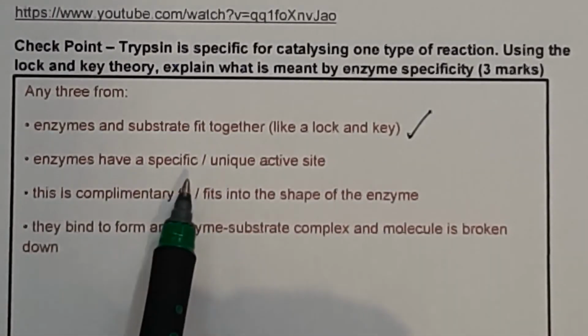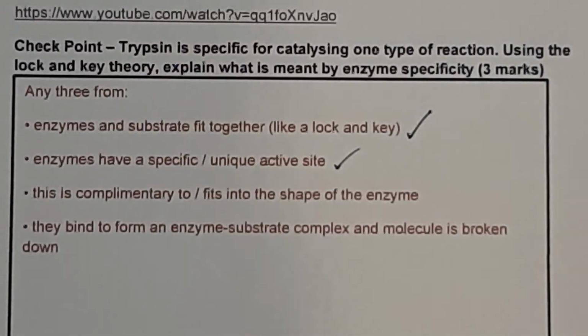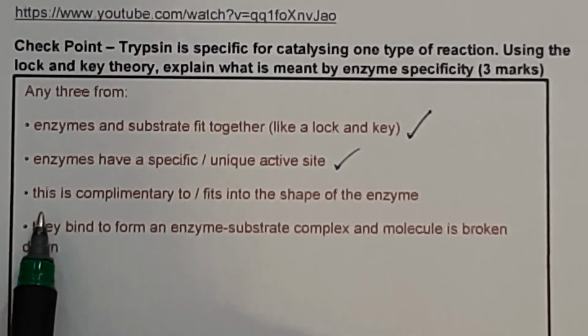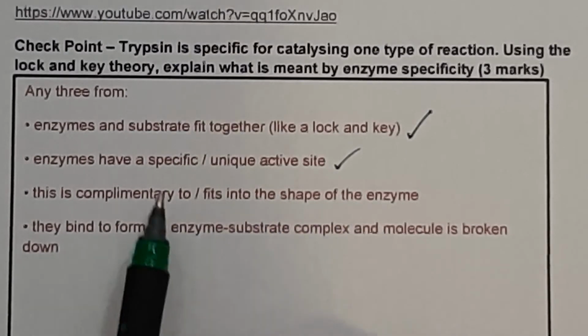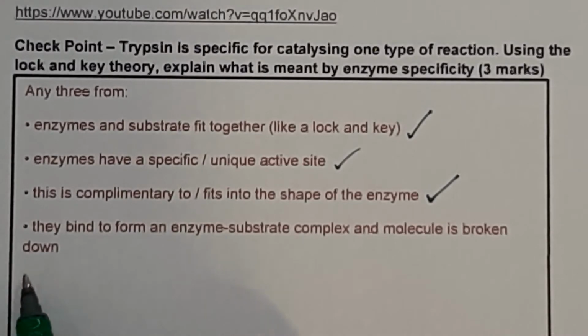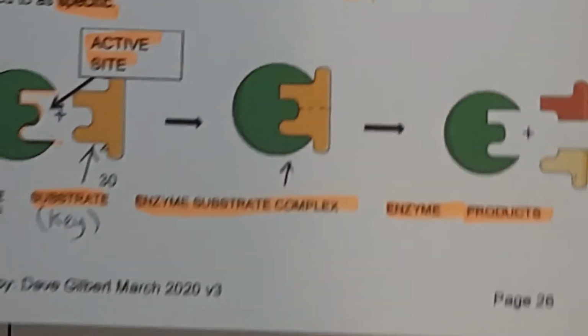The idea that enzymes have a specific or a unique active site, so you could talk about the shape of the active site is particular to the enzyme, anything like that. Then the third part mark would be for saying that it fits with the shape of the enzyme, it's complementary to or fits with the shape of the enzyme, or the enzyme only fits for a particular substrate. Then another mark available is the idea that they bind together to form an enzyme substrate complex and that the molecule gets broken down.